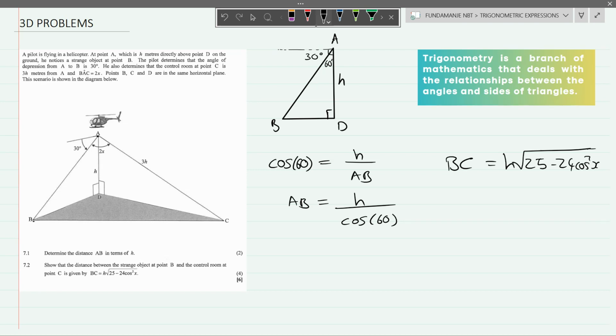So it's important to note what is in this formula. So we see that we have 25 and 24. Is there any 25 or 24 that we see on the diagram? Nope. We see cos squared x. Do we see any cos squared x over here? No, but we see a 2x over here. And what they're asking us to express in terms of h is BC, which is this side of the triangle. So it's definitely got something to do with this 2x over here, this 3h over here, and this AB that we just got, which is h over cos 60.